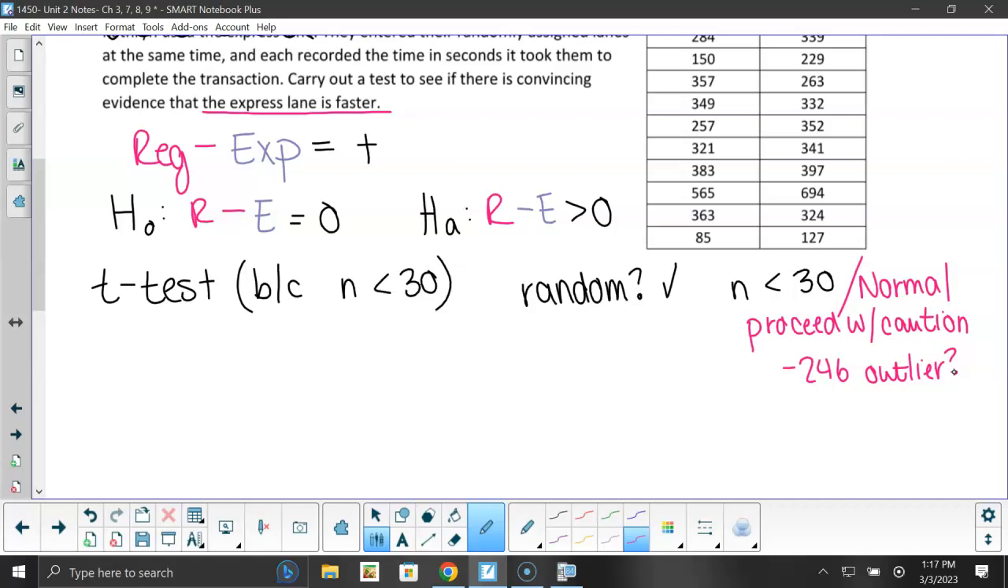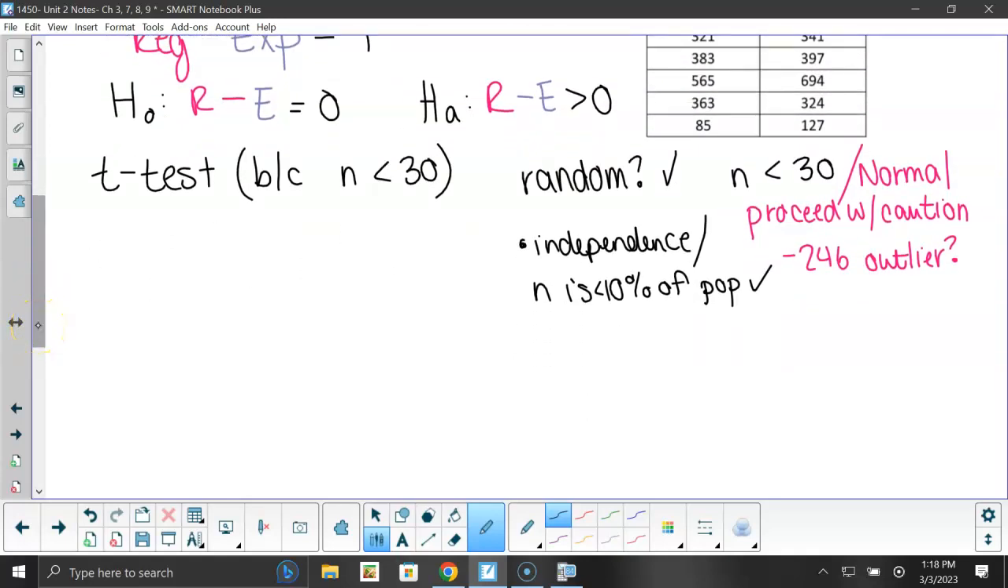All right, and then is the sample less than 10% of the population? That's that independence piece. It's also so I can be sneaky and teach you some tricks in the calculator. All right, independence we're okay with. N is less than 10% of the population. Yes, we are good. All right, so are we ready to run the t-test?